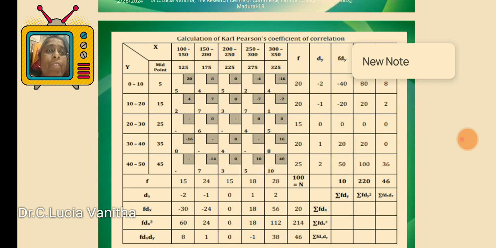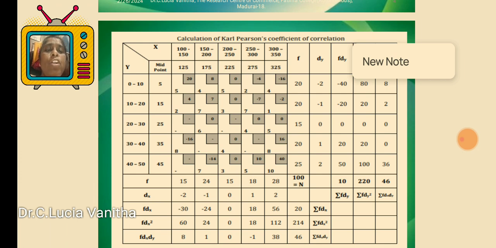The same way here also, the assumed mean is 225. 125 minus 225 divided by 50, so that's minus 2. 175 minus 225 divided by 50 is minus 1. The next one will be 225 minus 225 divided by 50, that is 0. 275 minus 225 divided by 50 is 1. And 325 minus 225 divided by 50 is 2.